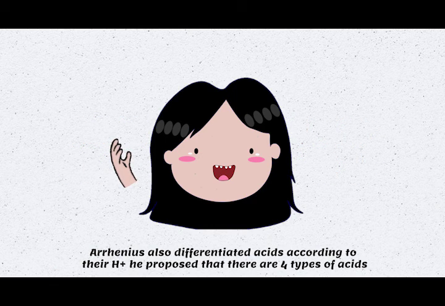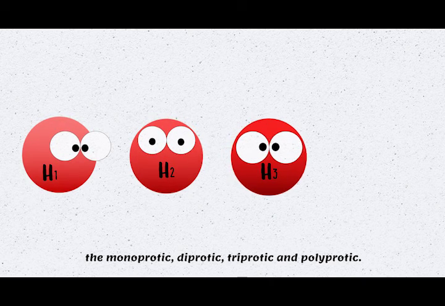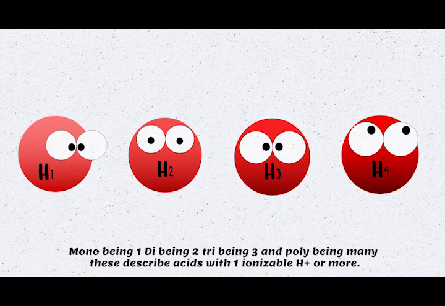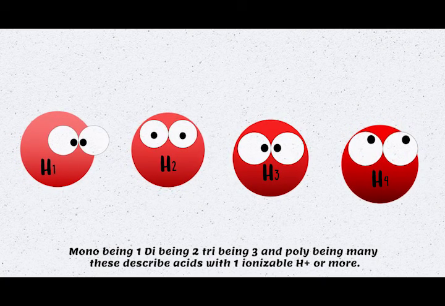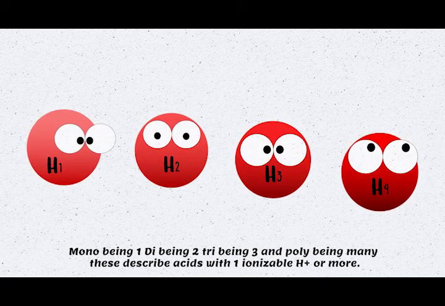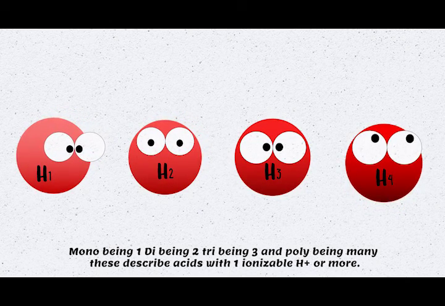Arrhenius also differentiated acids according to their H+. He proposed that there are 4 types of acids: the monoprotic, diprotic, triprotic, and polyprotic. Mono being 1, di being 2, tri being 3, and poly being many. These describe acids with 1 ionizable H+ or more.